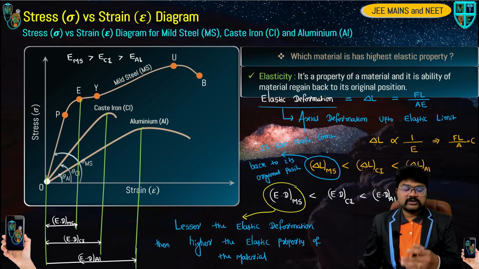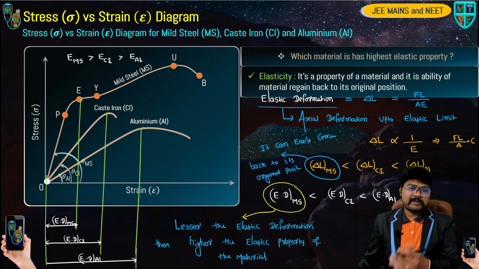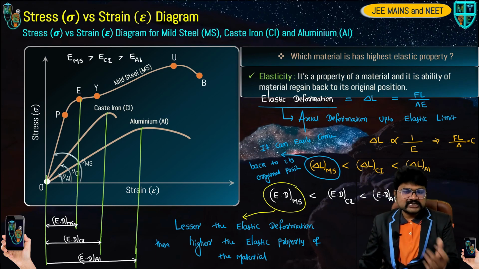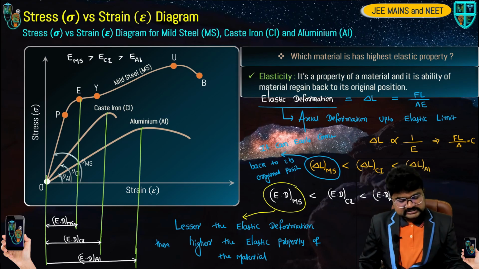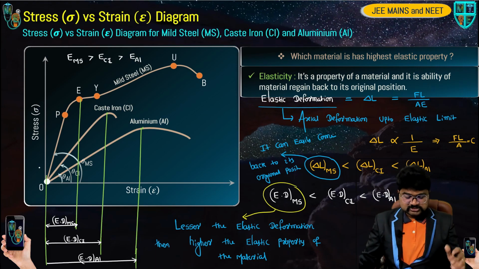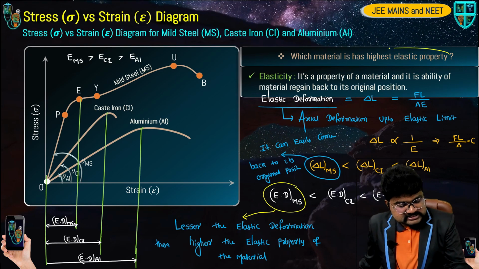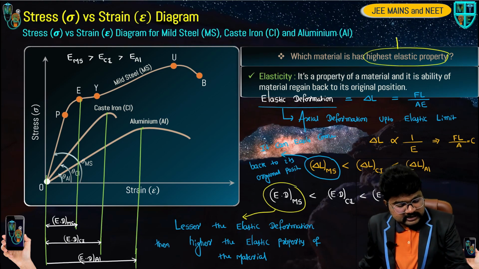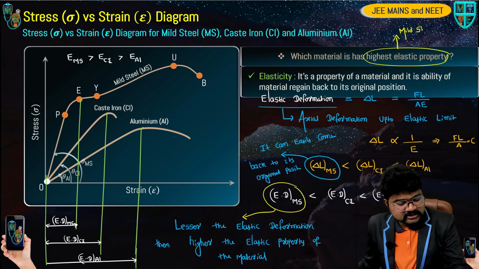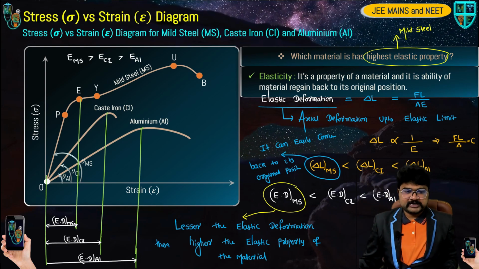It is the ability of the material to regain its original position. Regaining means coming back to the original position. So if the delta L is less, then it can easily regain its original position. So from the elastic deformation data you have written, which material has the highest elastic property? Mild steel. Understood? Mild steel has the highest elastic property.